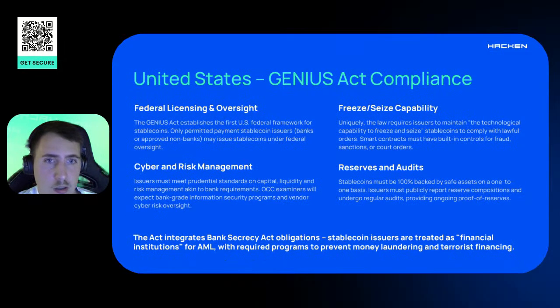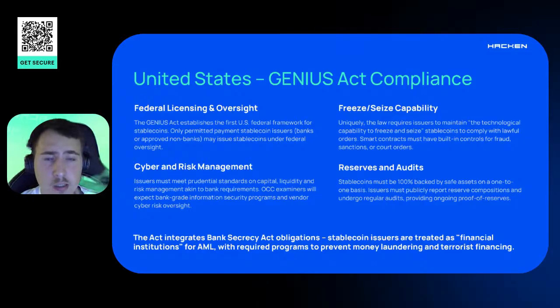Okay, so let's go deep into each of them. The United States GENIUS Act compliance. First of all, it is federal licensing and oversight. It's just oversight, not complete answers you can get. It establishes the first federal framework for stablecoins, and only permitted payment stablecoin issuers like banks or approved non-banks can issue them. Banks may issue stablecoins under federal oversight.